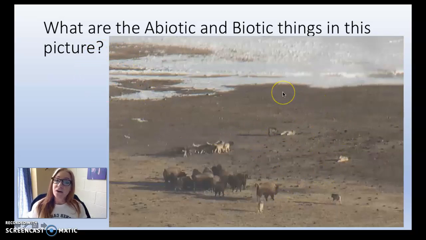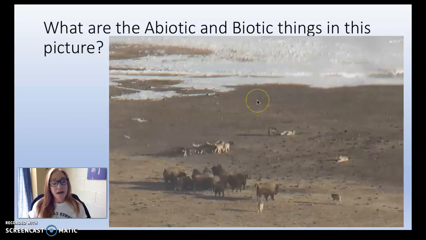Possibly in the air, in terms of biotic factors, there might be pollen flying from plants or flowers, all kinds of things. Okay? So remember, it's not just the big megafauna and big plants that we see. It's the tiny things too that we don't see that are also biotic factors.